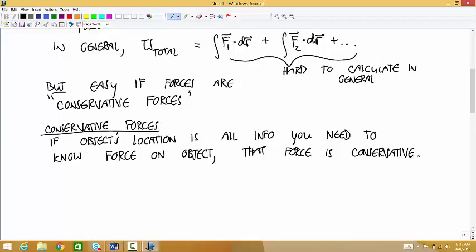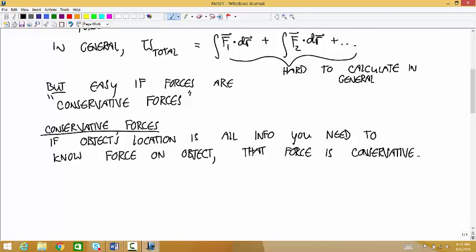So the question is, if someone tells you the location of the object, is that enough for you to know what the force is on the object? If the answer is yes, then that force is conservative. If the answer is no, then that force is not conservative. And I'll give some examples.